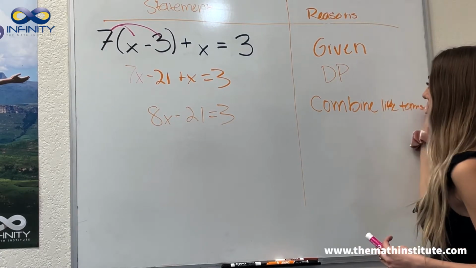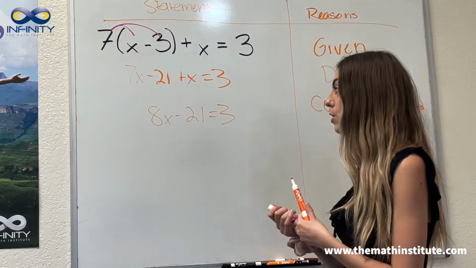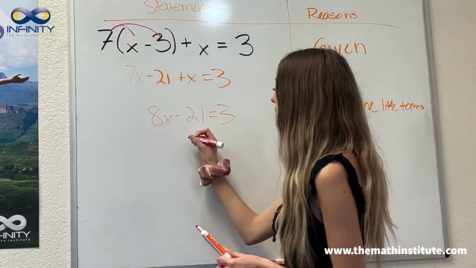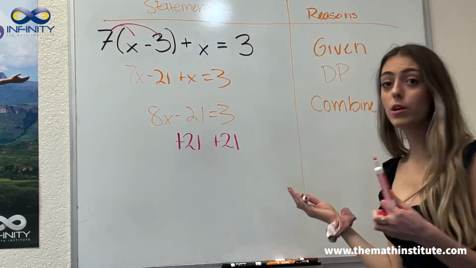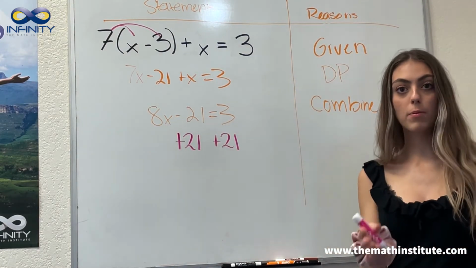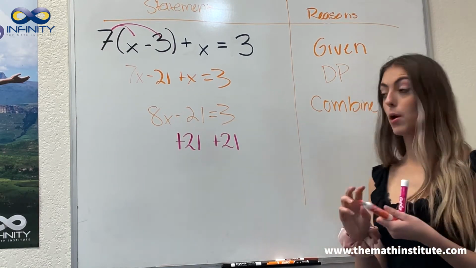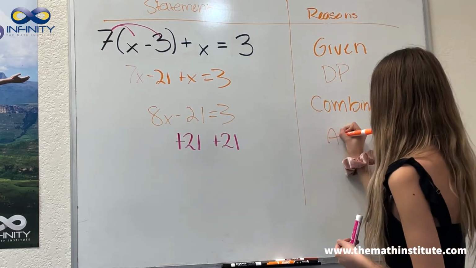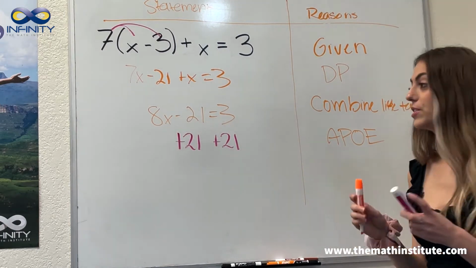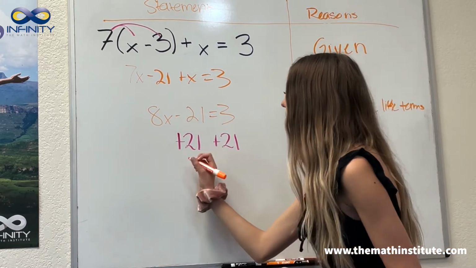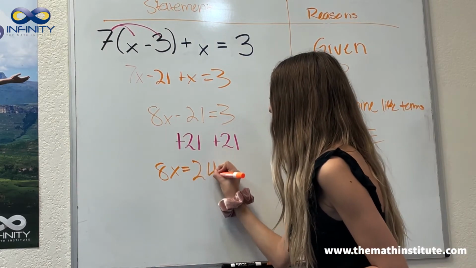We can usually write CLT to make it a lot shorter. And then for our next step, we are going to be adding 21 to both sides. What did we do here? We did the order of operations. Whatever you do to one side, you do to the other. And we did adding, so we did APO, additive property of equations. Again, that gives us 8x equals 24.